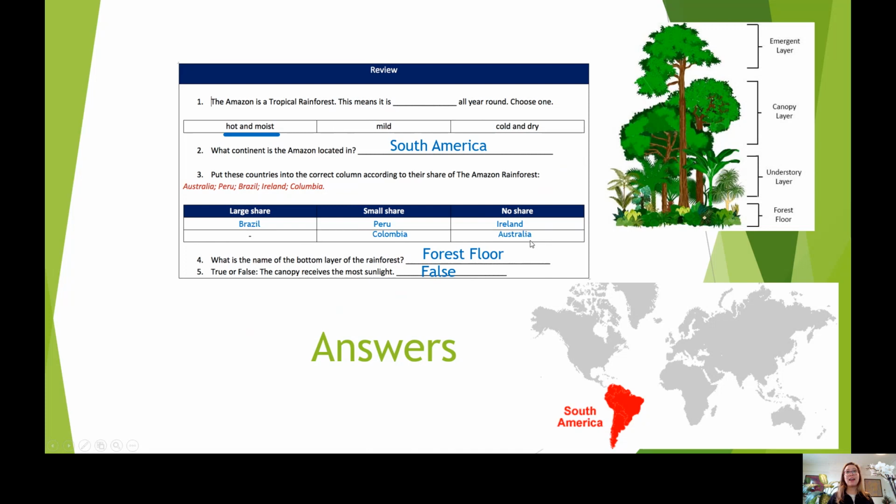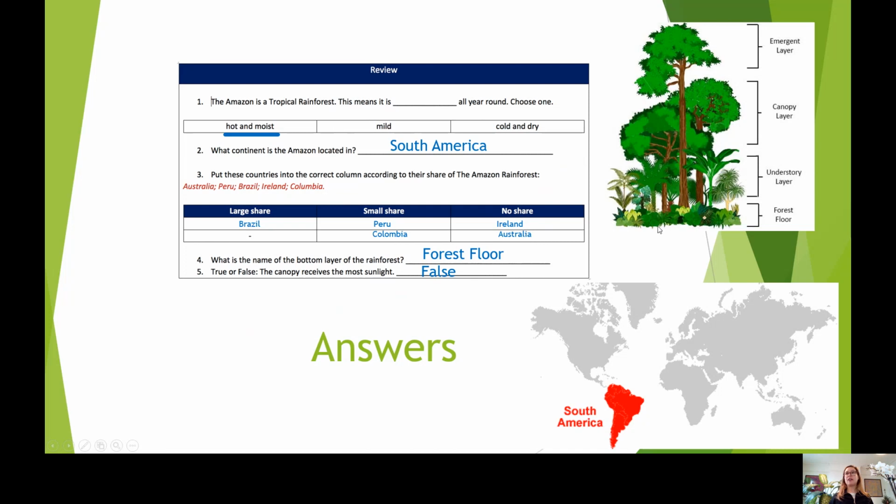Ireland and Australia are far away from the continent of South America and have no share of the Amazon rainforest. Ireland is here where my mouse is, and Australia is here. So Ireland is across the Atlantic Ocean and Australia is on the other side of the world from the Amazon rainforest.